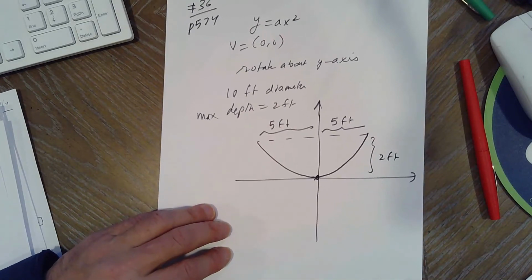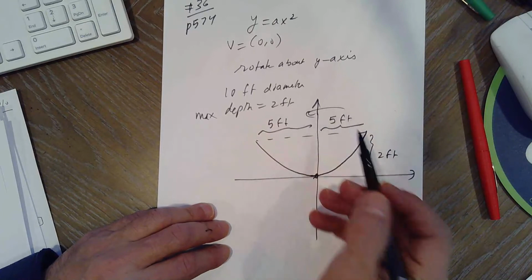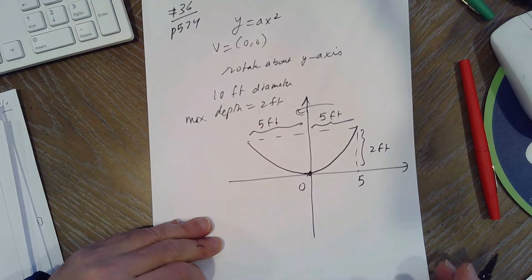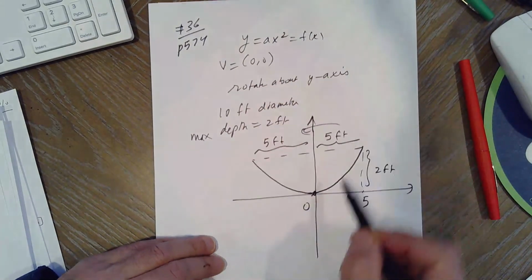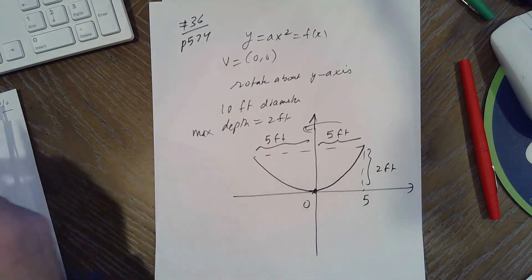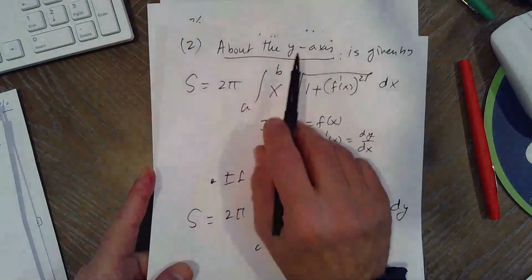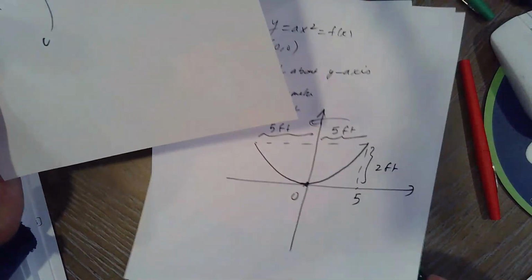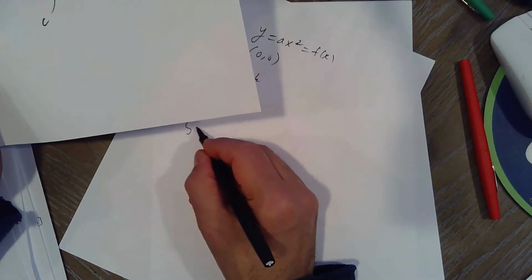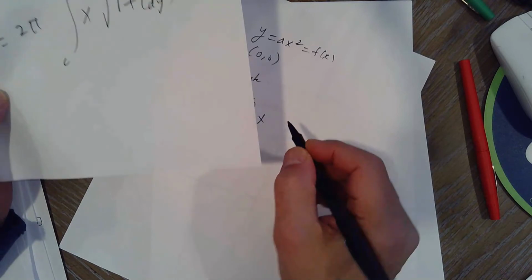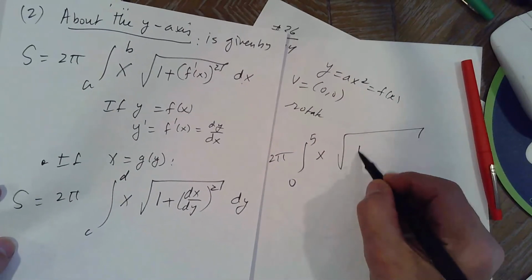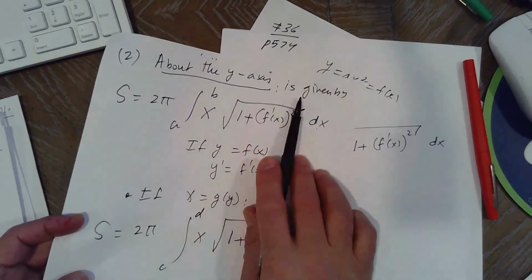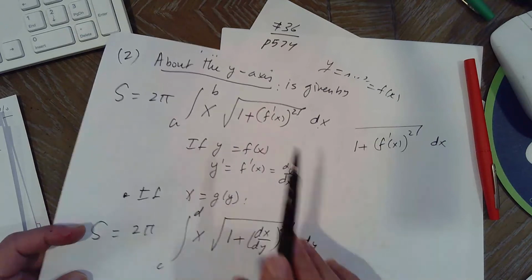Okay, so we're taking this and rotating it about the y-axis, so we can do this part or that part. We can do 0 to 5. So it's y equals f of x, and we're rotating about the y-axis. So here we go, it's this formula. S equals 2 pi integral from 0 to 5 of x times square root of 1 plus f prime of x squared dx.